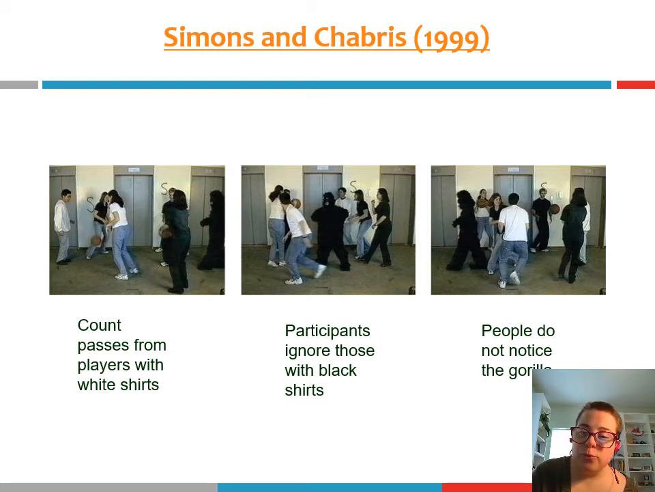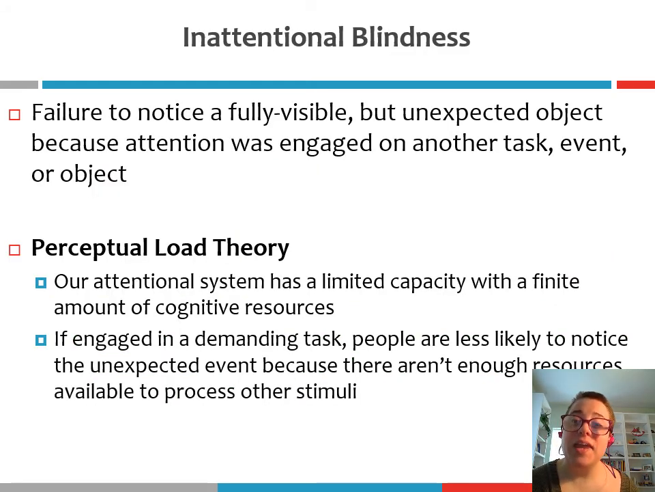Okay, so strikingly, even when something happens right in front of you, a lot of times people have difficulty perceiving it or they fail to notice it. When we formally define inattentional blindness, it's a failure to notice a fully visible, highly perceptible, very obvious, but unexpected object because attention was engaged on another task, event, or object.